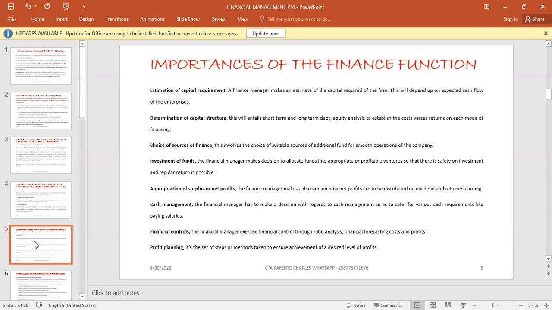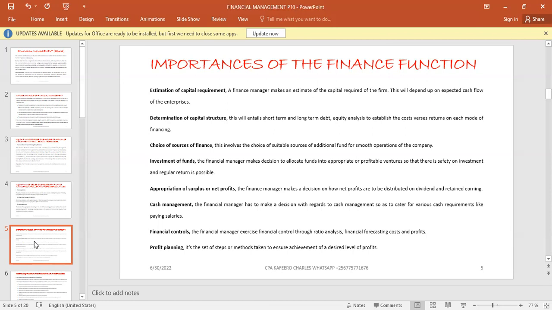And the other one is talking about investment of the funds. When we've got that money, the financial manager also has to make a decision on how to allocate that money appropriately in profitable ventures. How do we determine that these ventures are going to be profitable? That one we shall look at when we go deep into the capital budgeting decision, or the investment decision, and we see how we determine that this business is going to be profitable for us.